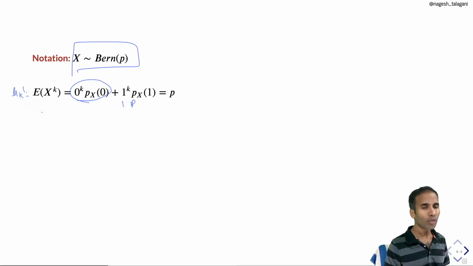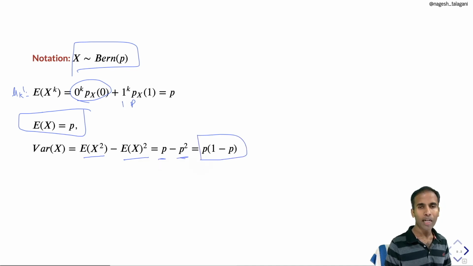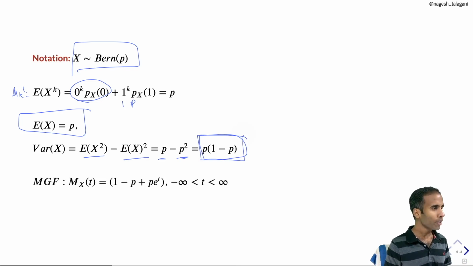In particular, expectation of X is going to be p, and the variance of X, which is expectation of X squared minus expectation of X whole squared, is p minus p squared. If you take p common, it is p times 1 minus p. So expectation of X is p and variance of X is p times 1 minus p for the Bernoulli distribution with parameter p. And we can also look at the MGF.